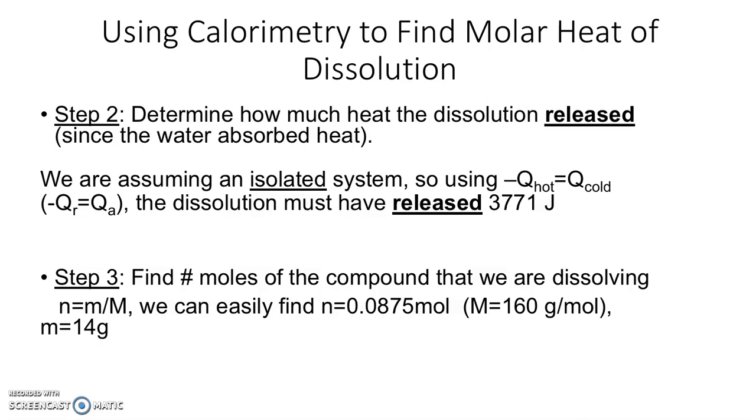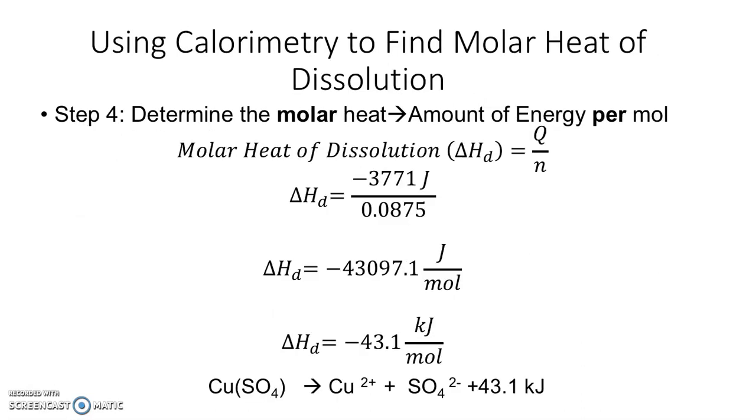So you can either do a ratio for yourself to figure out the answer, or you could do an easier approach like this. You can just simply divide the energy released by the number of moles. And that will get you your molar heat of dissolution. Now, if you do the math, you'll see that you get about negative 43,000 joules per mole. These numbers are going to be generally very high, so most of the time, we're going to convert joules per mole to kilojoules per mole to make the numbers a bit easier to work with.